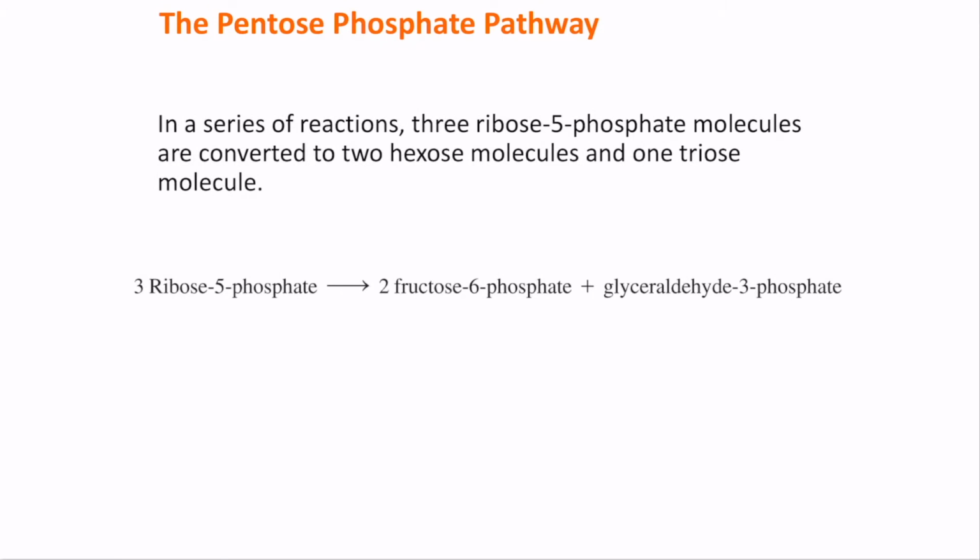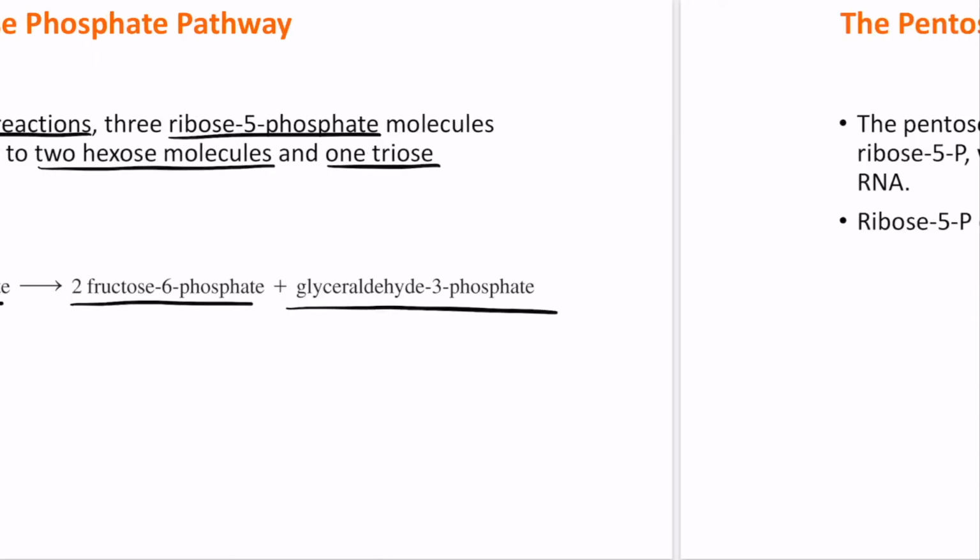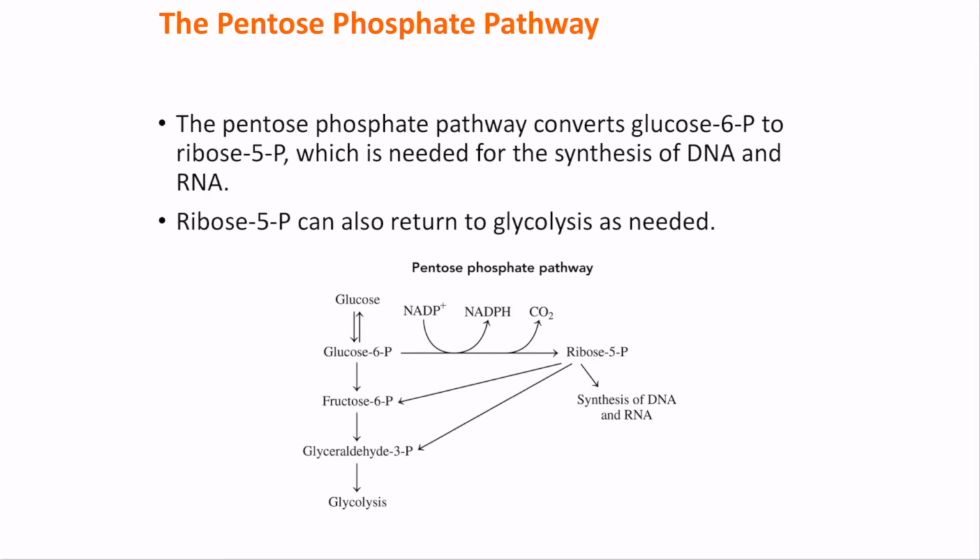So this involves a series of reactions where 3 ribose 5-phosphate molecules are converted into 2 hexose molecules and 1 triose molecule. So the 3 ribose 5-phosphate molecules are converted into 2 fructose 6-phosphates, and then you get glyceraldehyde 3-phosphate. Now, the pentose pathway converts basically glucose 6-phosphate into ribose 5-phosphate, which is needed for the synthesis of both DNA and RNA.